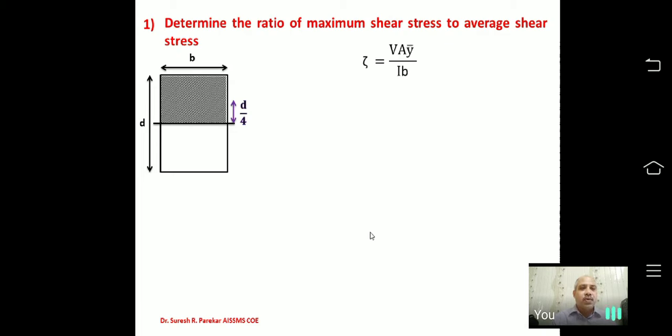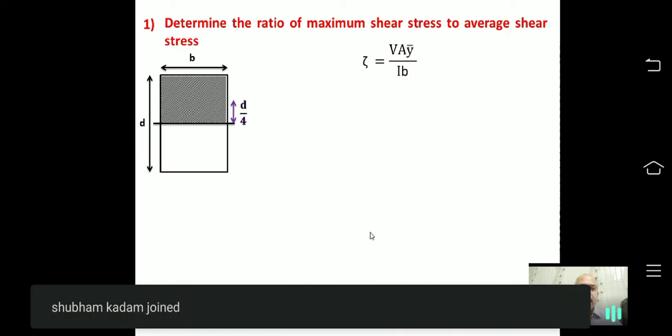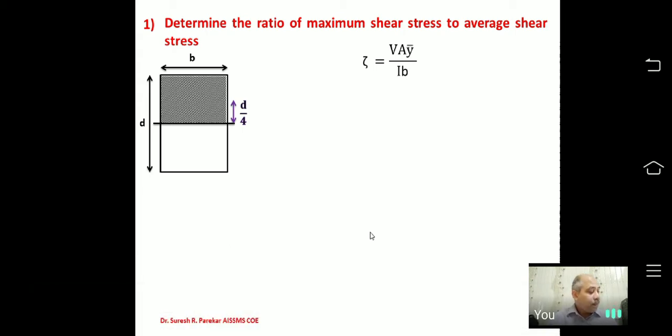So now we will substitute the values. Tau is equal to V A y bar upon I B. Now what will be A y bar? So try to understand. A is B into D by 2, the area above the neutral axis. And the centroid of this area from the neutral axis is D by 4. So you can see my A y bar is B into D by 2 into D by 4, so my A y bar value is B D square by 8.